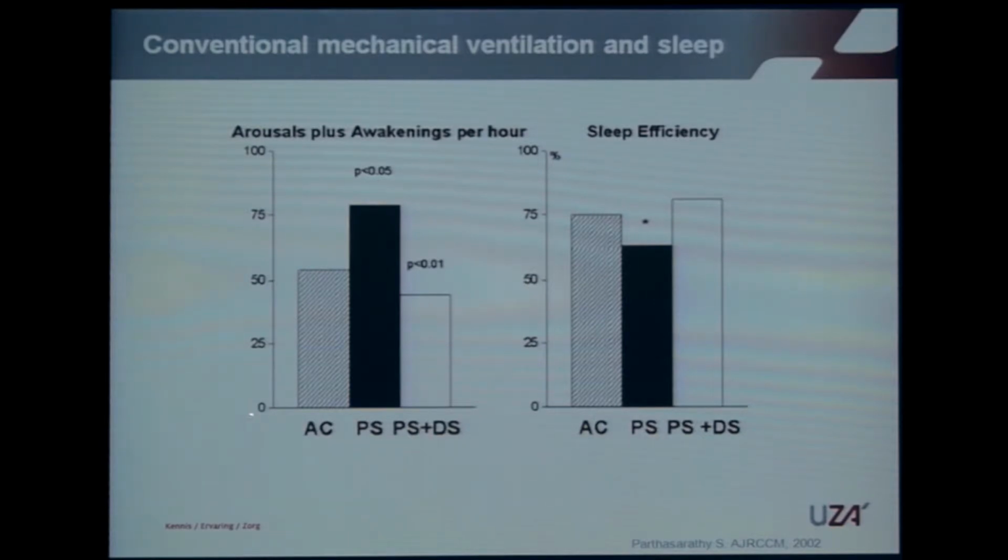This is another study where they compared assist control with pressure support, where they also saw an effect. And what they did too was that they added some dead space in a third arm. And what you can see is that the number of awakenings and the sleep efficiency are influenced. It's like, well, decreasing pressure support and decreasing the risk of over-assistance.